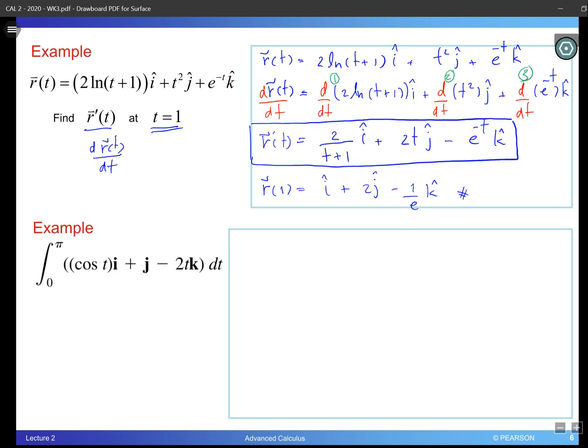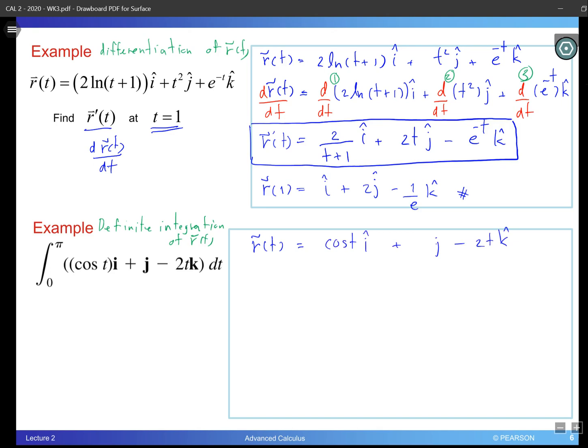This example is about finding the integration of a vector function. Let's make a note here. The first example is differentiation of r(t). This one is definite integration of r(t). Alright, let's do that. Here we have r(t) equal to, okay, let me write it again. Cosine of t, that's the first component, i, plus j, alright, and minus 2t k.